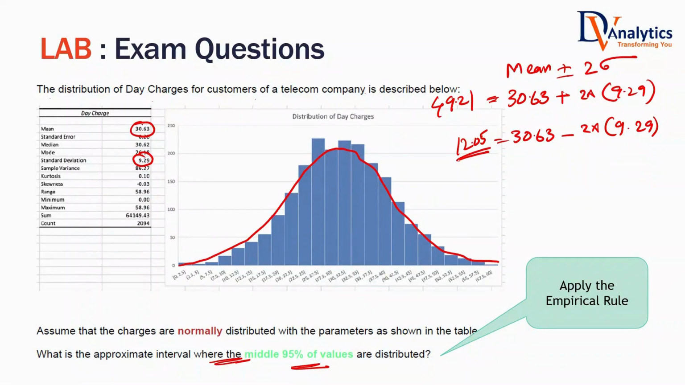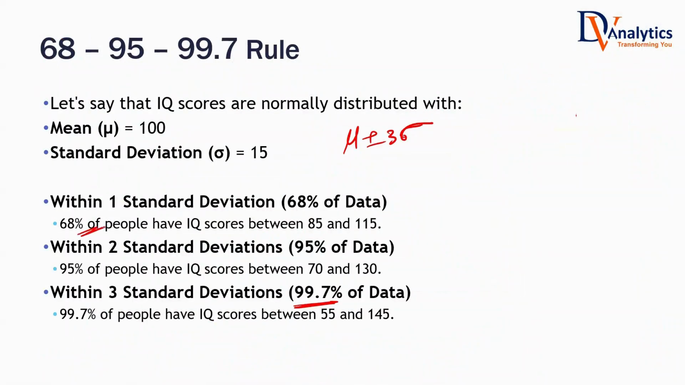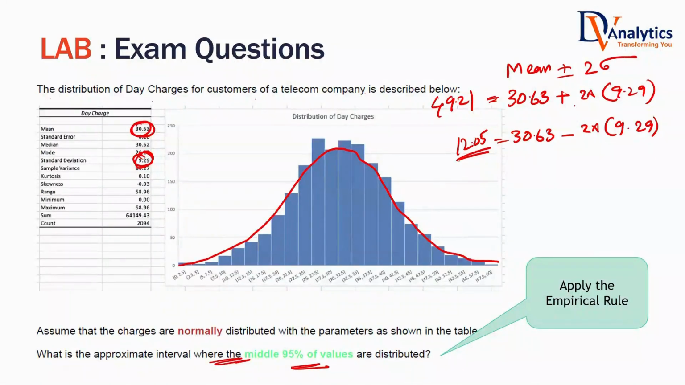If you get such a question where the table is given, assumed normal, maybe exactly the same middle 95 you may not get. Maybe if you get middle 68, can you solve it? Middle 68, mean plus or minus 1 sigma. Like that. So basically, the answer of this question is 4 into sigma, right? The range will be 12.05 to 49.21. That is the answer. Basically, this guy is asking for 4 sigma only, right? From the mean, 2 sigma right, 2 sigma left.